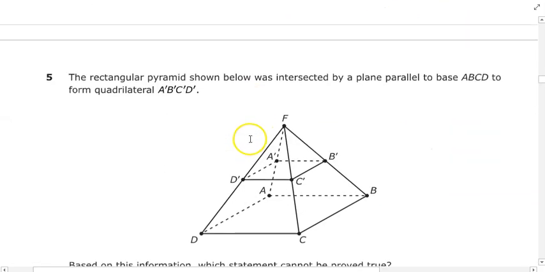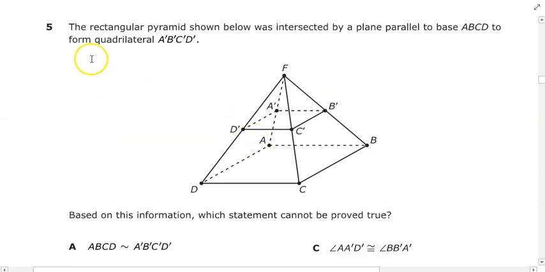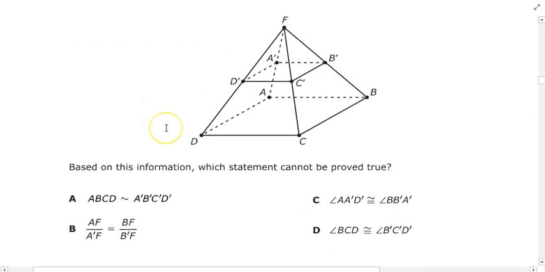For number 5, it says the rectangular pyramid shown below was intersected by a plane parallel to the base. So we see that we have the base A, B, C, D, and there's a plane intersecting that creates the cross section A prime, B prime, C prime, D prime. It's parallel to the base. Based on this information, which statement cannot be proved to be true?